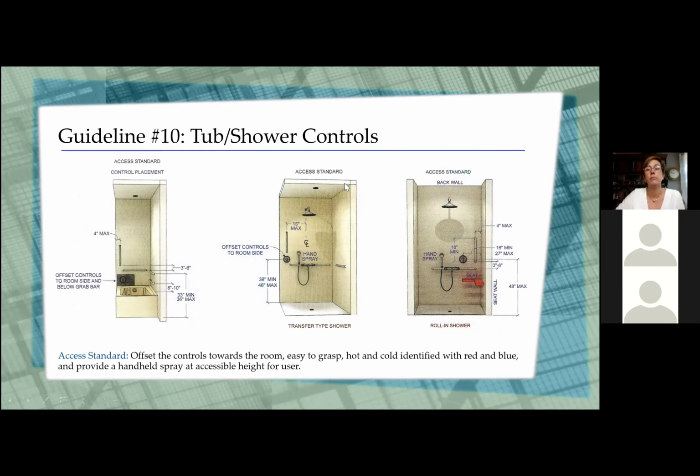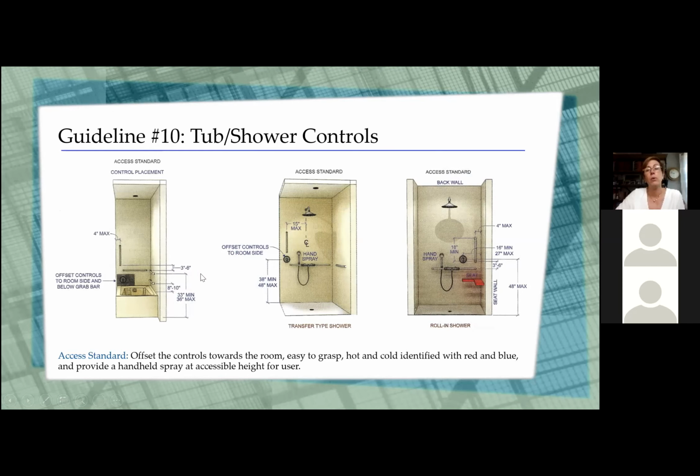All right. More dimensional diagrams of tub and shower controls. Here we're talking also about grab bar heights. So here we want to offset the controls. We've talked about this. This diagram's a little bit better because they show you a horizontal grab bar here and a vertical grab bar here. That's to help someone get into the tub, but we've offset that control to the side and below the grab bar.